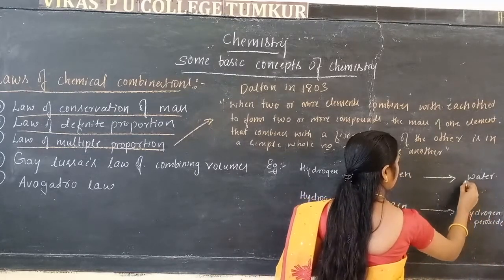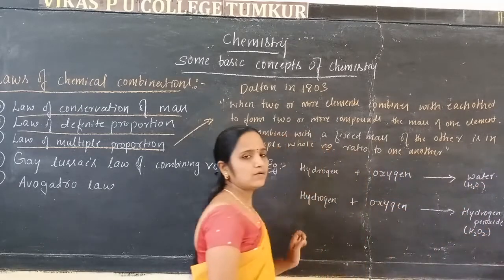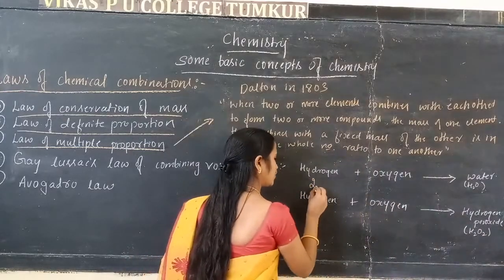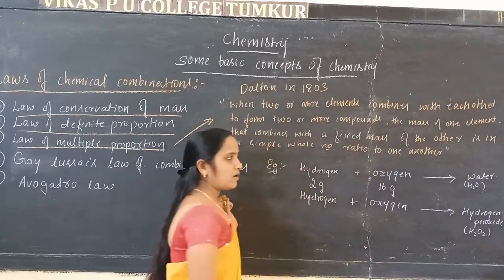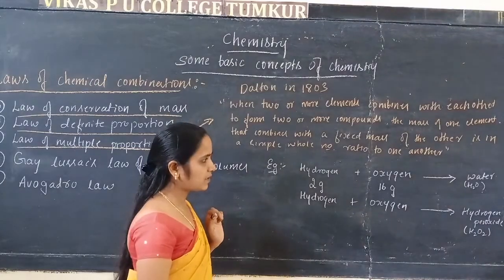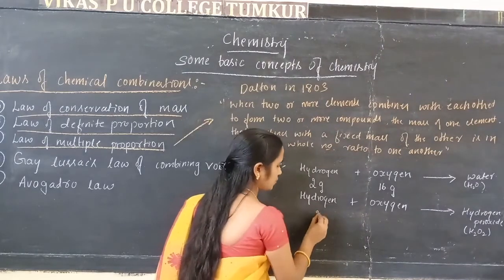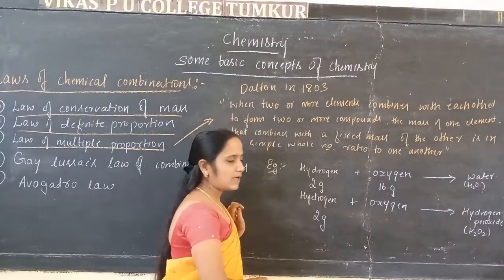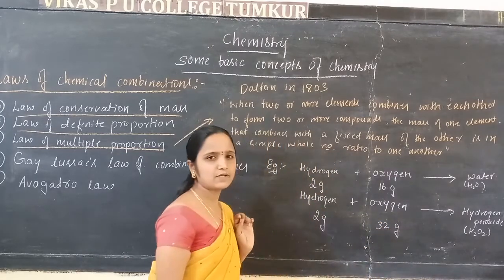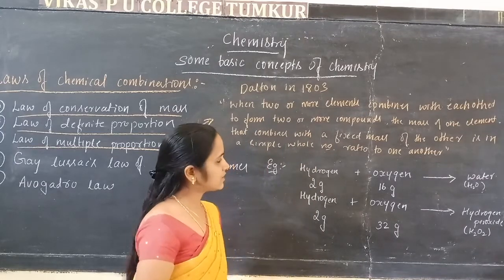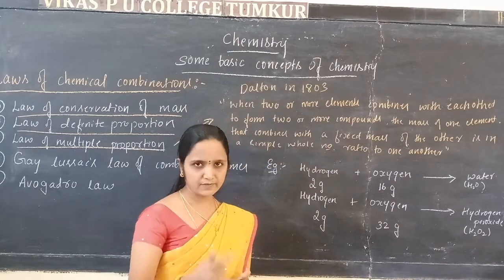Here, the molecular formula is H2O2. In water, it is 2 gram of hydrogen with 16 gram of oxygen. In hydrogen peroxide, it is 2 gram of hydrogen and 32 gram of oxygen. Here the statement says, when two or more elements combine with each other.